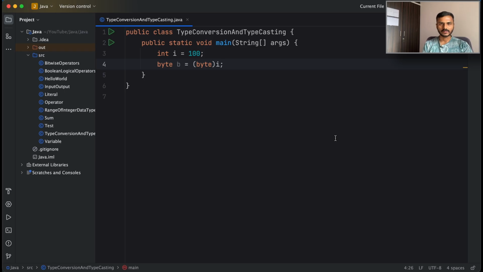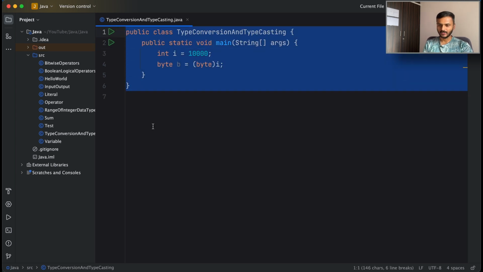Now, let me ask you a question. What if I keep the statements as is, but I change the value that I'm assigning to i? What's going to happen? We have 100, and 100 is within the range of values supported by byte. But what if I make it, say, 10,000 without making any change to other parts of the code?